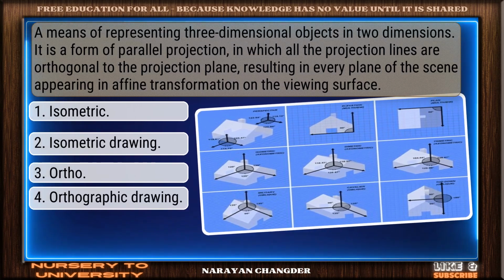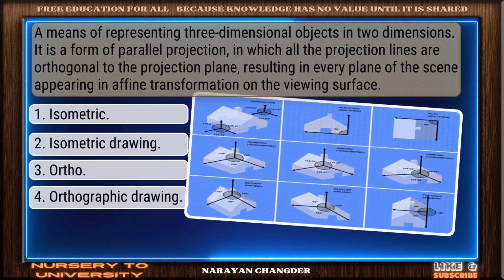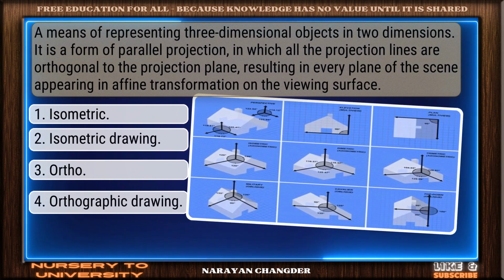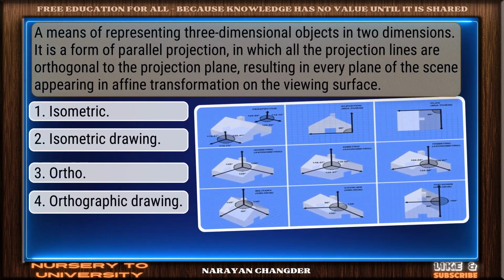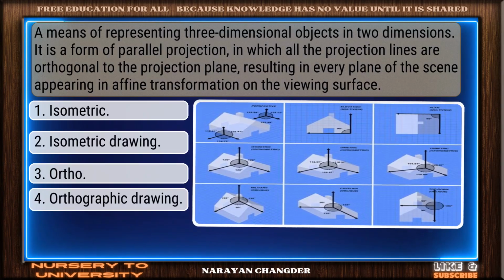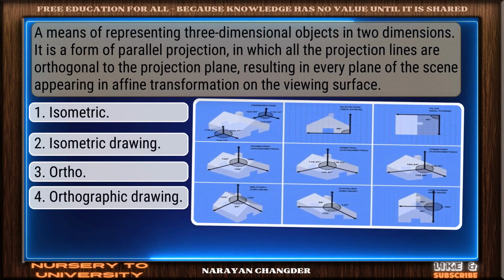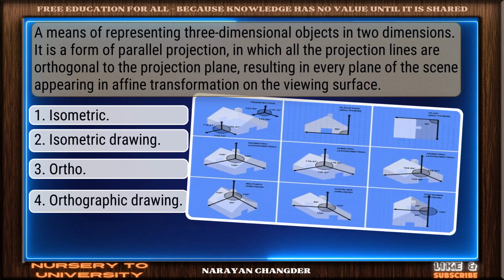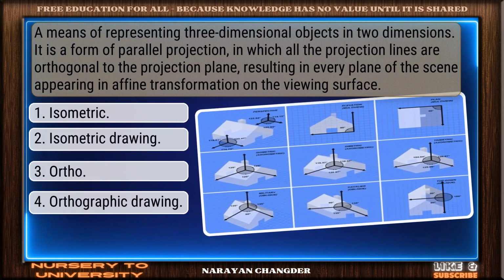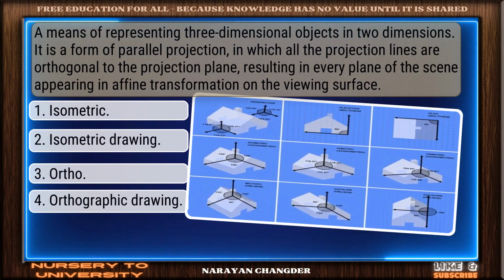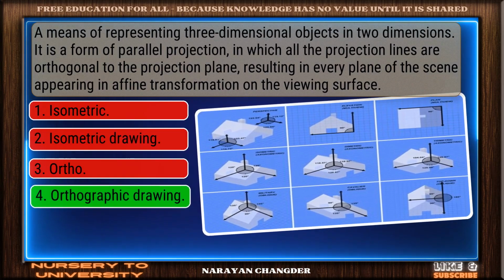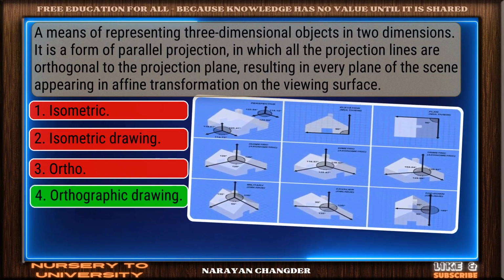A means of representing three-dimensional objects in 2 dimensions. It is a form of parallel projection in which all the projection lines are orthogonal to the projection plane, resulting in every plane of the scene appearing in an affine transformation on the viewing surface. Well picked. Orthographic drawing is the correct answer.